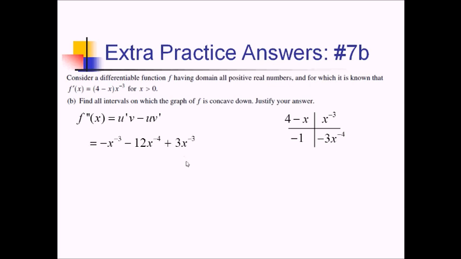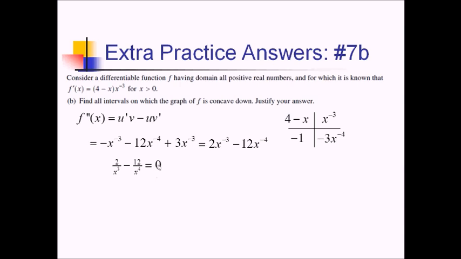Just to make my life a little easier, I'll collect my like terms here. So we have a negative 1 and a 3 of x to the negative 3rd. That's going to be 2x to the negative 3rd. All right, so this is what I need to find critical values for. And we already can see right away that we're going to have a critical value at 0, because these are really 2 over x to the 3rd and 12 over x to the 4th. But we don't really care about if 0 is a critical value, because again, this is only applying for x greater than 0, so that kind of limits us.